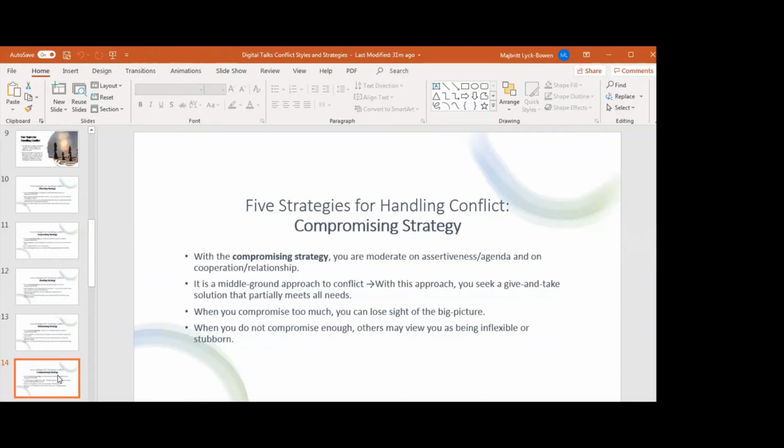Obviously, if you are not compromising enough, if you're always moving towards getting things your way, people might also see you as quite inflexible and stubborn. You are never giving up anything. You're always fighting for your corner. You're always trying to get everything exactly your way without listening to others. Then you might be seen as being quite inflexible and stubborn.